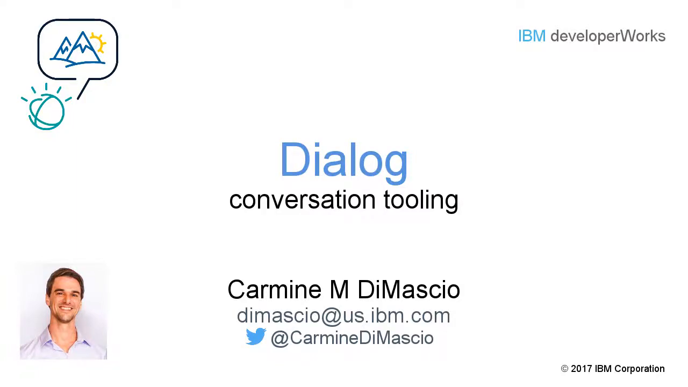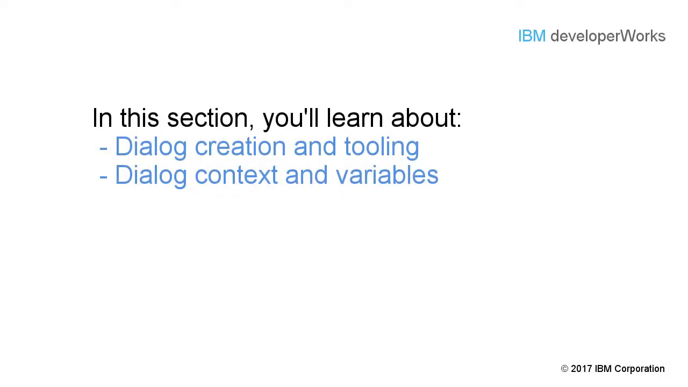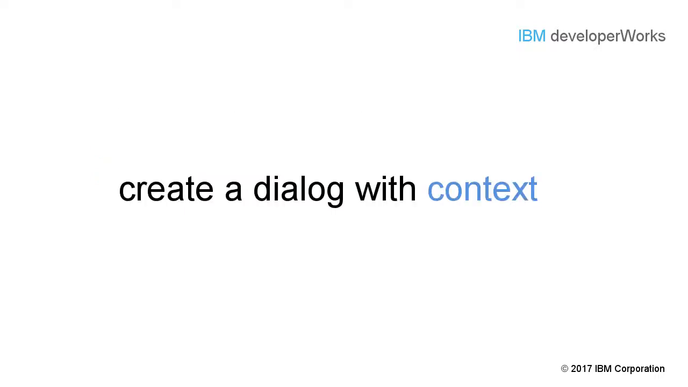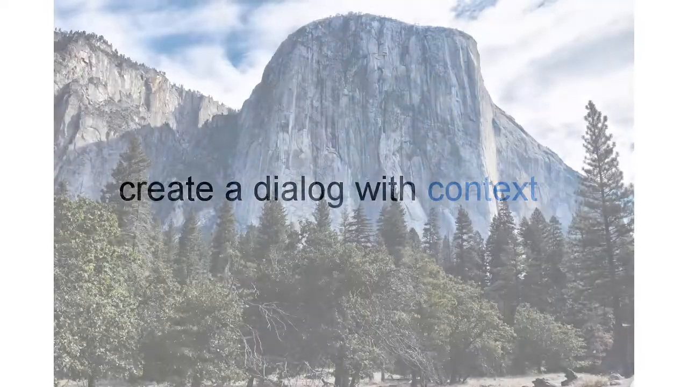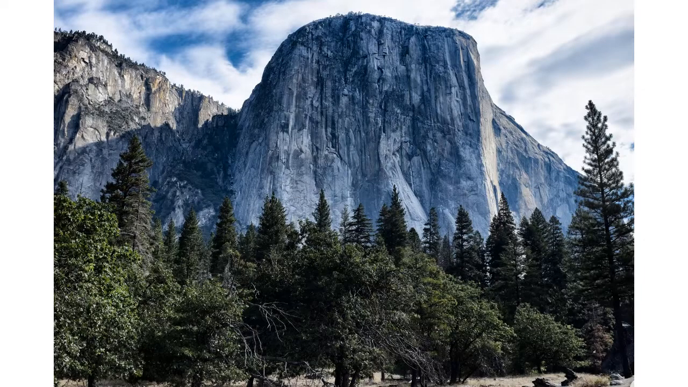In this lesson, we're going to create a dialogue using the Watson Conversation tooling. We're also going to introduce a new concept, context. We'll learn about context as we build our dialogue. Our dialogue will help users find information about national parks. We're going to start very simple.